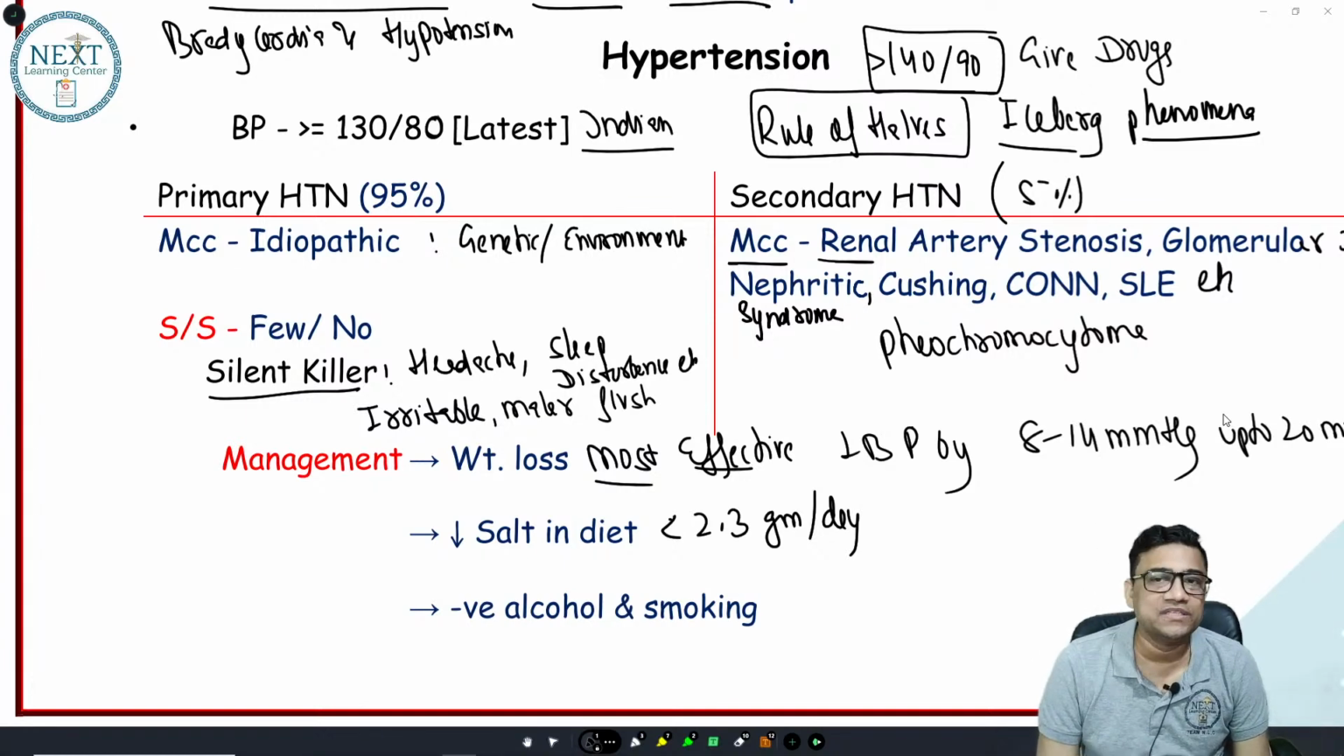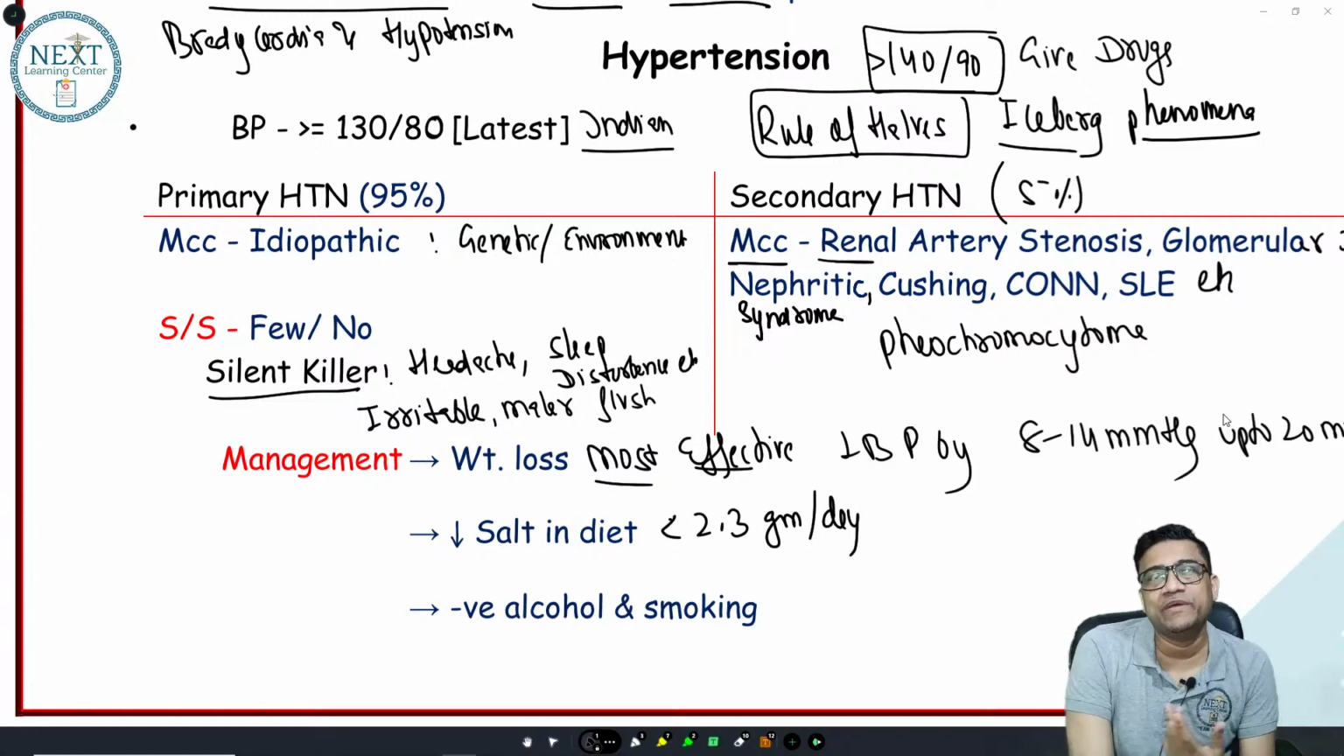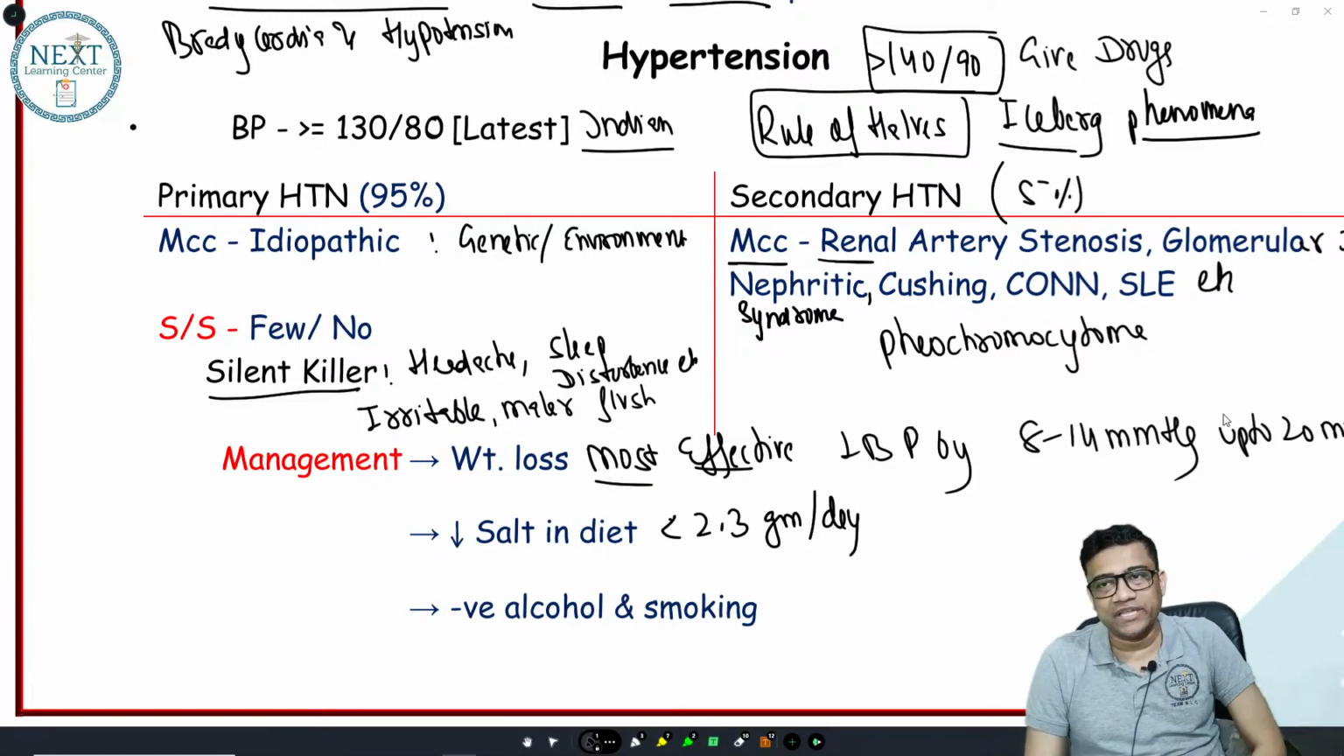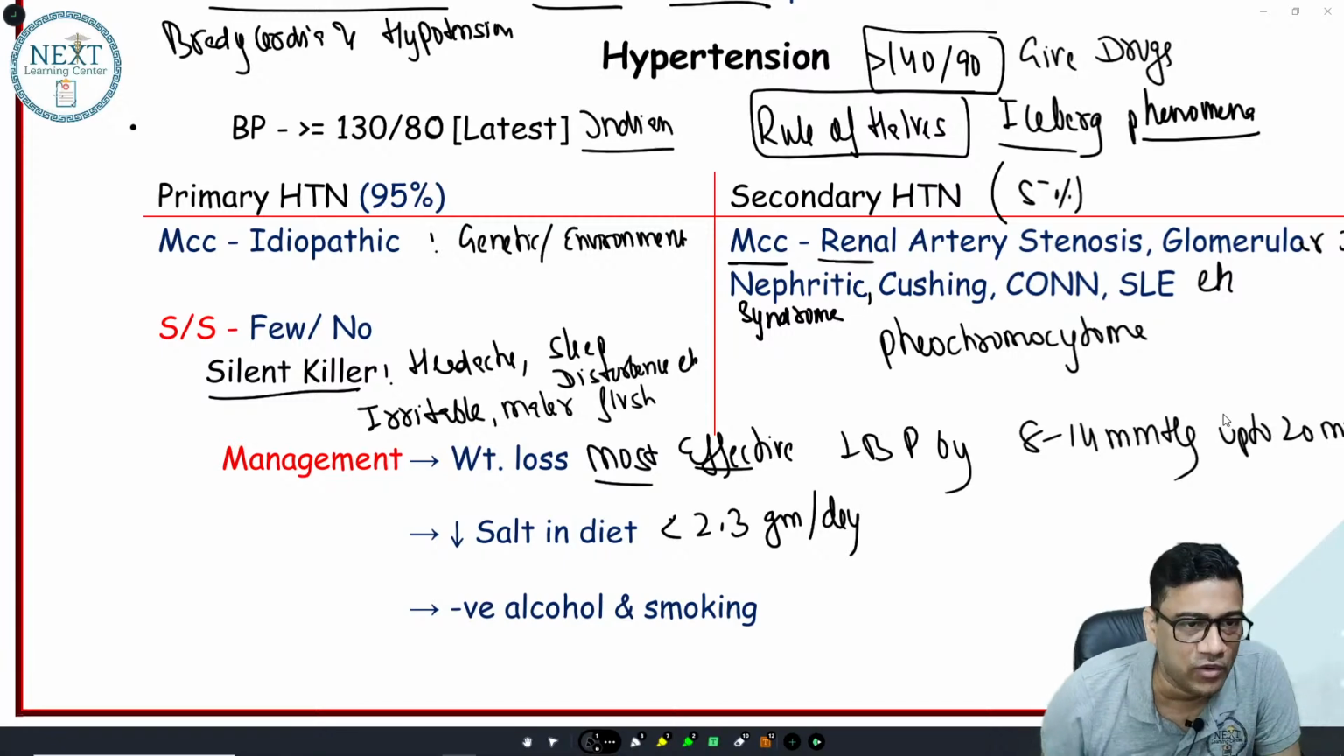What is the half? Half the people who are hypertensive are actually tested. Half of them who are tested will be given the treatment. Only half of them will take the treatment, and half of those who are taking will take it properly, regularly. So that is why very few are actually treated and diagnosed properly. That's why it's called the iceberg phenomenon, okay.